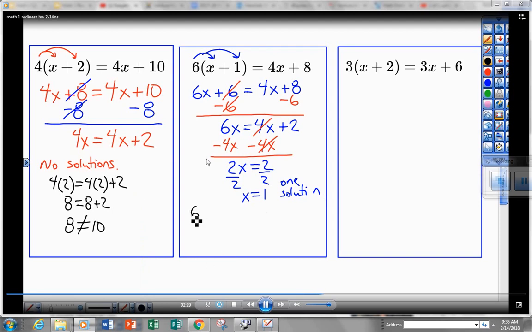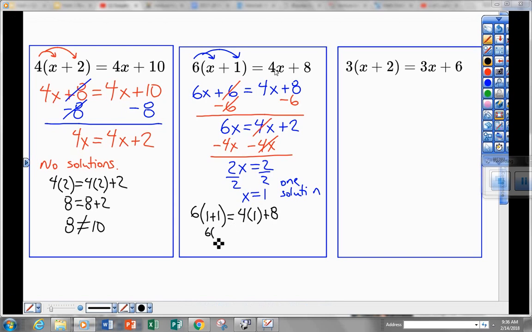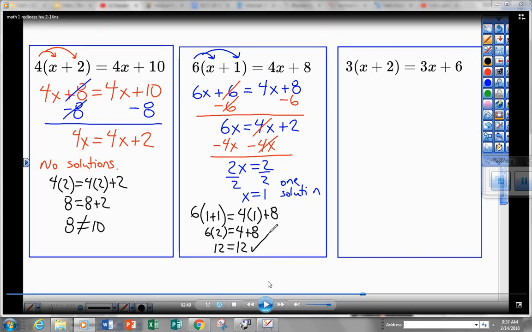So if I take that 1 and plug it into the original, plug in 1 where x used to be, leave that parentheses, times 4, plug in 1 where x used to be, that will give me a true statement. 6 times 2 equals 4 plus 8. 12 equals 12. That is a true statement that showed x equals 1. I can plug into any of these and make it work. I could plug in this original. I could plug into this equivalent one underneath. I could plug in 1 right here. I could plug in 1 right here. x is equal to 1. One solution. And again, look for that look. You got 6x here, 4x here. Different. You know there's going to be one solution.